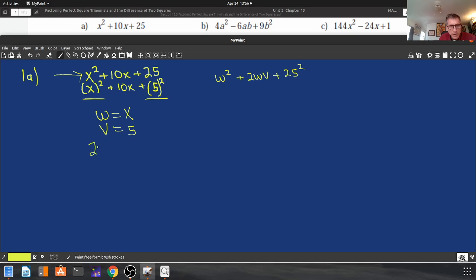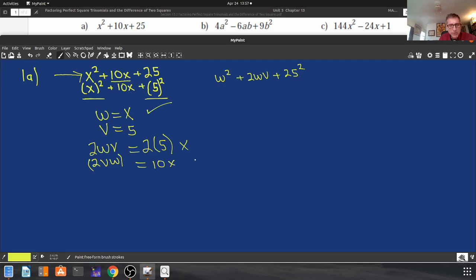Well, 2 times wv. So notice I'm going with the information I found. So w is x, v would be 5. So 2 times w times v, or sometimes we want to do 2 times v times w, because we always want to multiply the real numbers first, and they're the same because we're just multiplying, is equal to 2 times 5 times x. Well, that's equal to 10x. So we look up at our original, and that's exactly what we have in the middle.